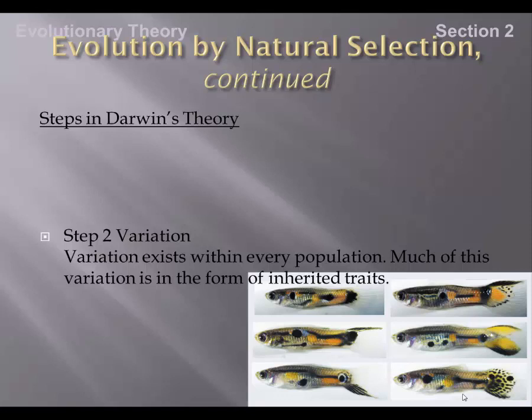Darwin also thought, for step 2, that variation occurred. Variation exists within every population. Our variation is due to inherited traits. So everyone is slightly different. Nobody is exactly the same.